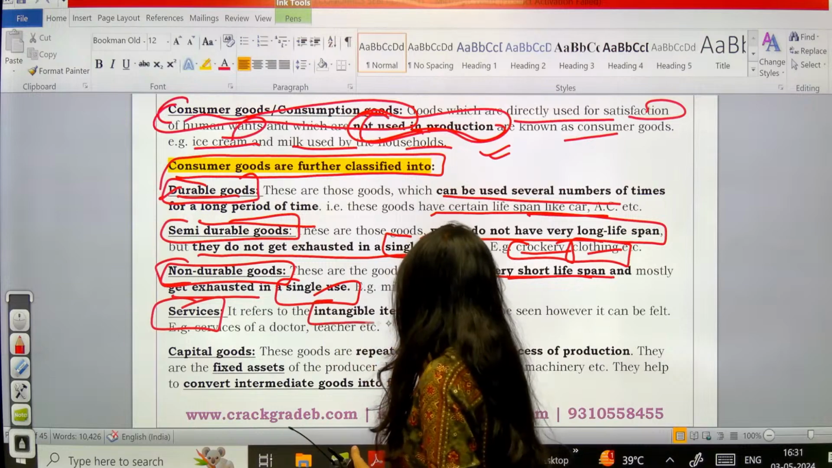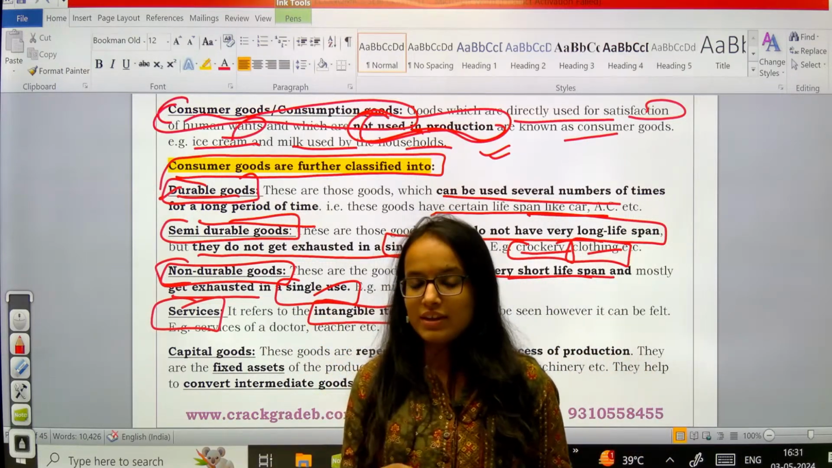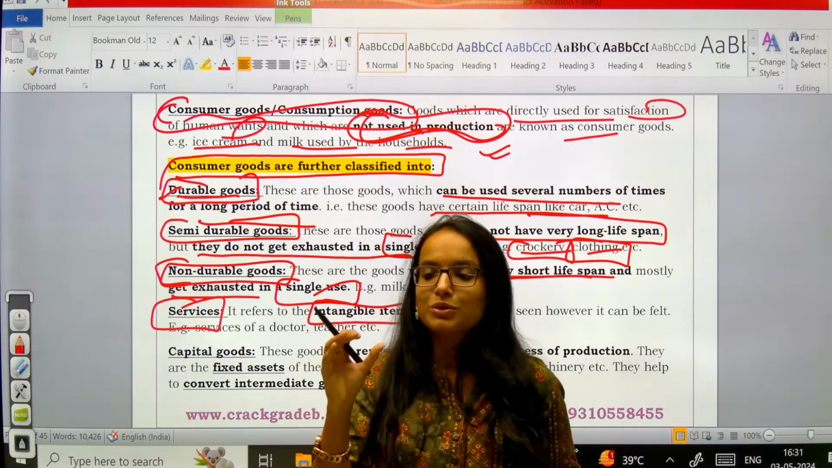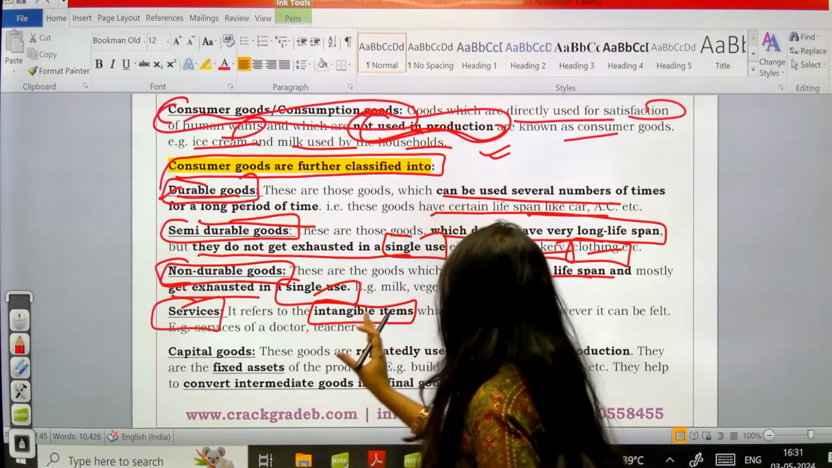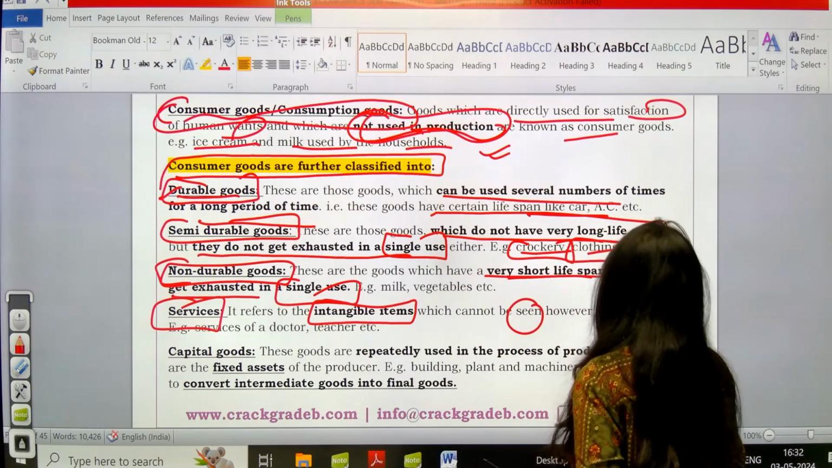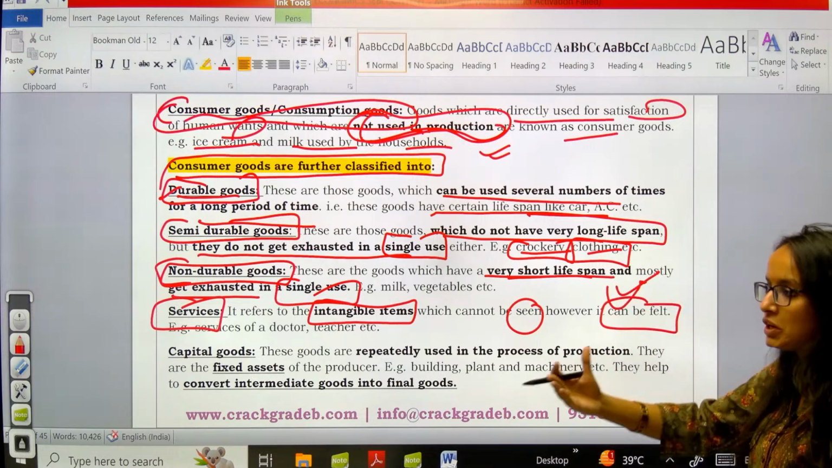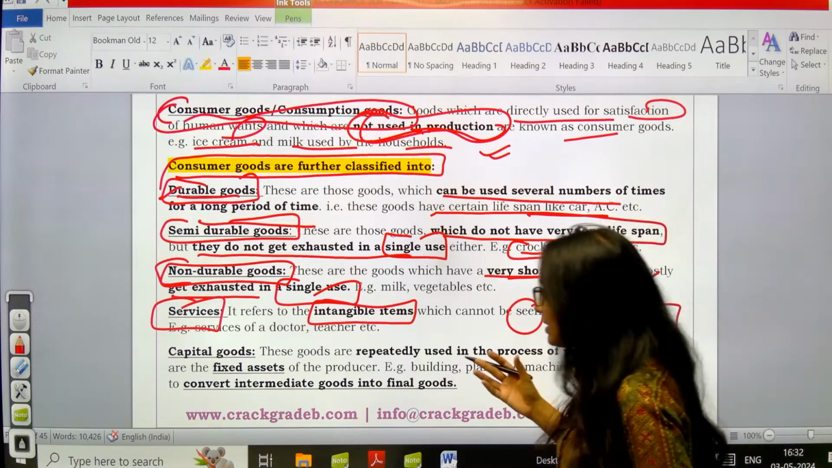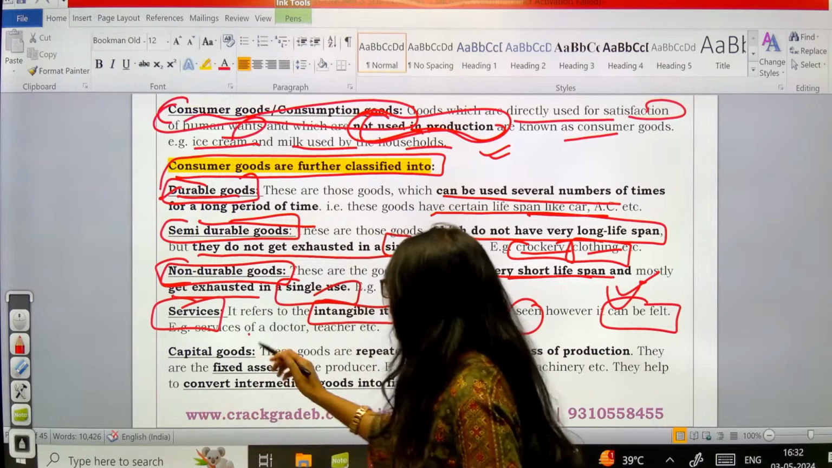Services are intangible items. Intangible means that you cannot touch a service. You can touch a doctor, but you cannot touch the service the doctor provides, right? So these are also called intangible items, which cannot be touched. Services cannot be seen or touched, however they can be felt. You can feel the services but you cannot see the services flowing from somewhere to somewhere, or touch these services. Is that clear? Then we have the capital goods.